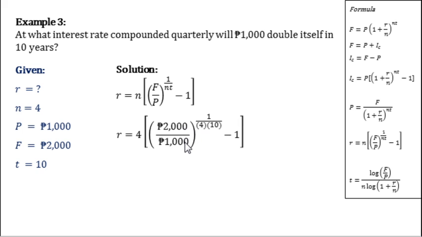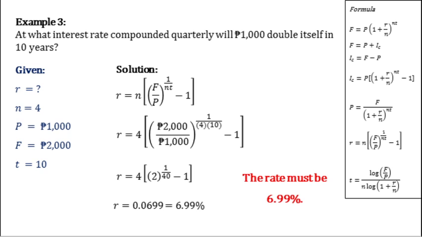So, 2,000 divided by 1,000 is 2. 4 times 10 is equal to 40. 2 raised to 1 over 40 minus 1, then multiply kay 4, we can get 0.0699 or 6.99%. So, the rate must be 6.99% to be able to double itself in 10 years.